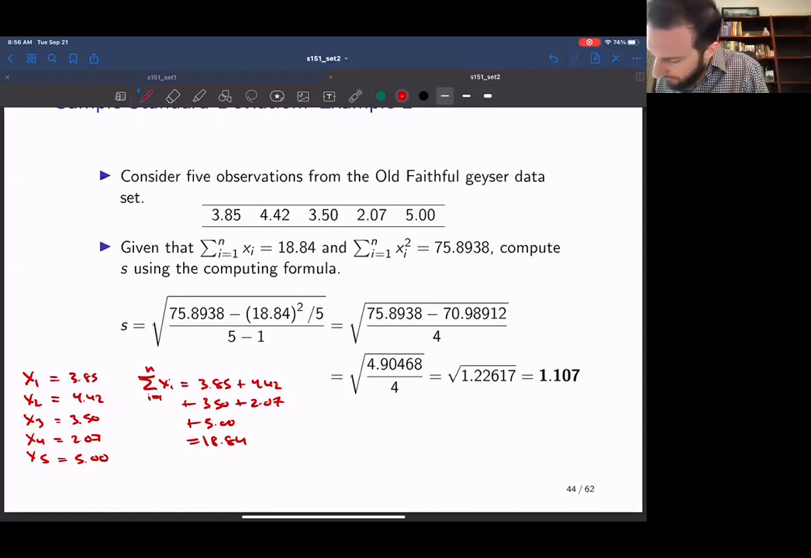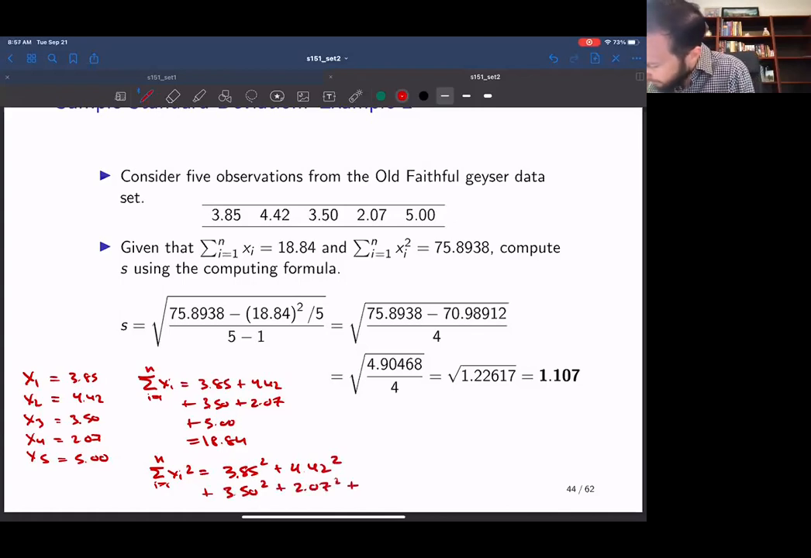Now, the second part in the computing formula is the sum of each xi value squared. So what this means is 3.85 squared plus 4.42 squared plus 3.50 squared plus 2.07 squared plus 5.00 squared equals 18. Oh, sorry. Equals 75.8938.